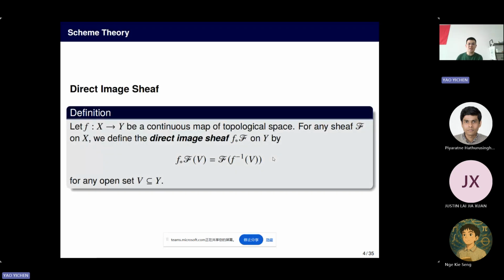And first, I define a direct image sheaf. We know that a sheaf is a contravariant functor from the category of open sets to a category of groups or rings. And we define the direct image sheaf from a continuous map f of topological spaces: we define the direct image sheaf f_* F on Y by f_* F(V) equals F(f^{-1}(V)) for every open set V in Y.